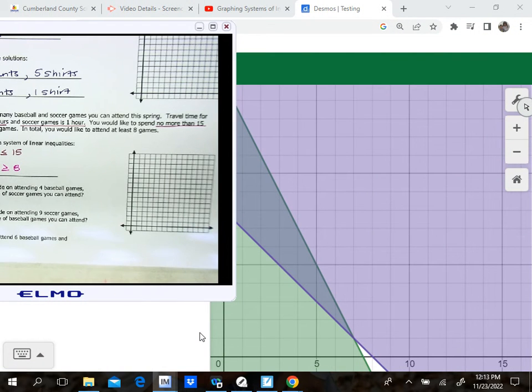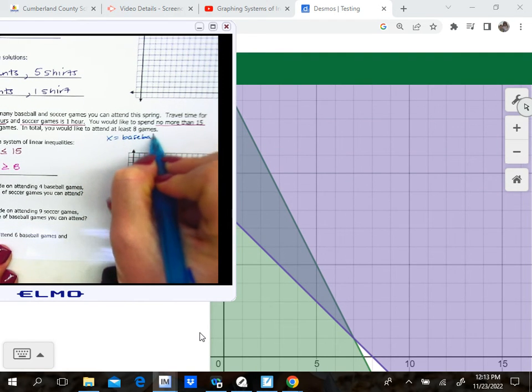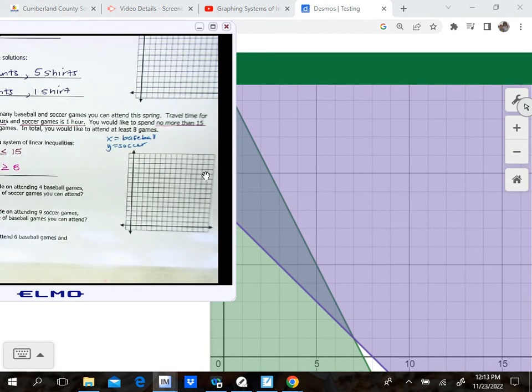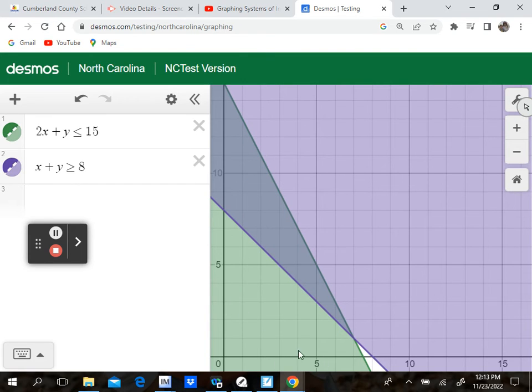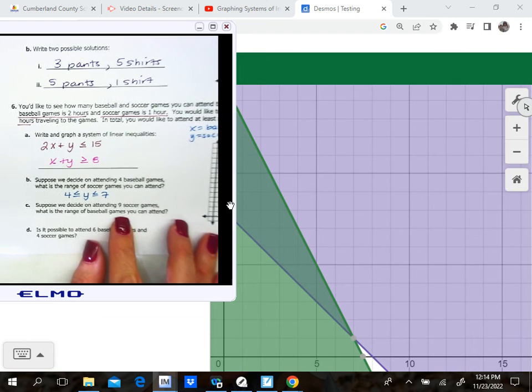All right, suppose we decide on attending 4 baseball games. So remember, baseball was our x and soccer was our Y. All right, so it says you have decided you're going to attend 4 baseball games. All right, so baseball is X. So we're going to go over here to 4. Okay, so then we can attend 4, 5, 6, or 7 soccer games before we are out of our shaded region. So we can attend anywhere between 4 and 7 soccer games. All right. The next question asks, everybody with me, so between 4 and 7.